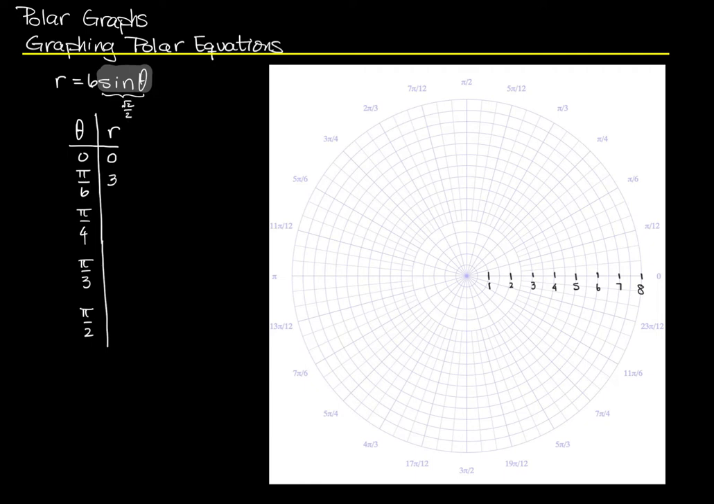When I multiply that by 6, I get 3 times the square root of 2. That's just 6 times the square root of 2 over 2, and I reduced it. The next value in my table is pi over 3. The sine of pi over 3 is the square root of 3 over 2. That gives me 3 times the square root of 3. And last but not least, at least for now, the sine of pi over 2 is 1, and 6 times 1 is 6.